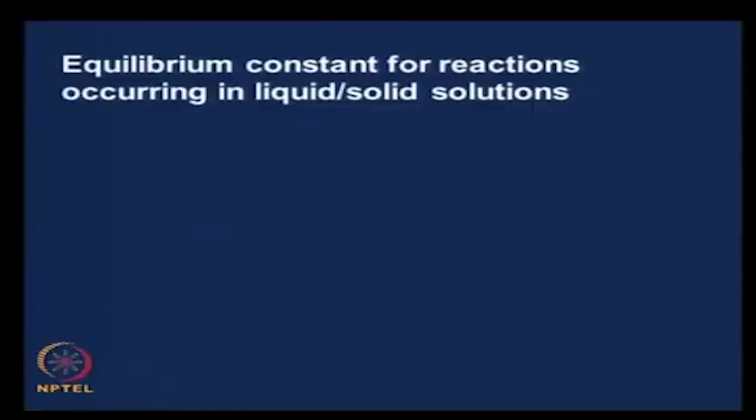Welcome. In the last class we looked at the temperature dependence of the equilibrium constant. We had looked at two equilibrium constants, Kp and Kf. All those were valid for gas phase reactions, and what we are going to start doing in this class is to consider equilibrium constants for reactions that occur in liquid or solid solutions.